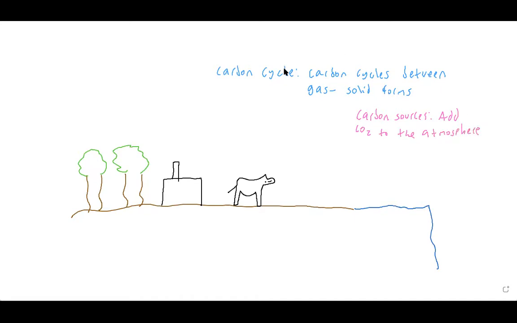And a carbon sink, I'm not going to write carbon in front of it, I'll just put down sink. A carbon sink removes CO2 from the atmosphere. That looks a little better. Okay, let me draw some more. I'm just going to draw some more plants here.